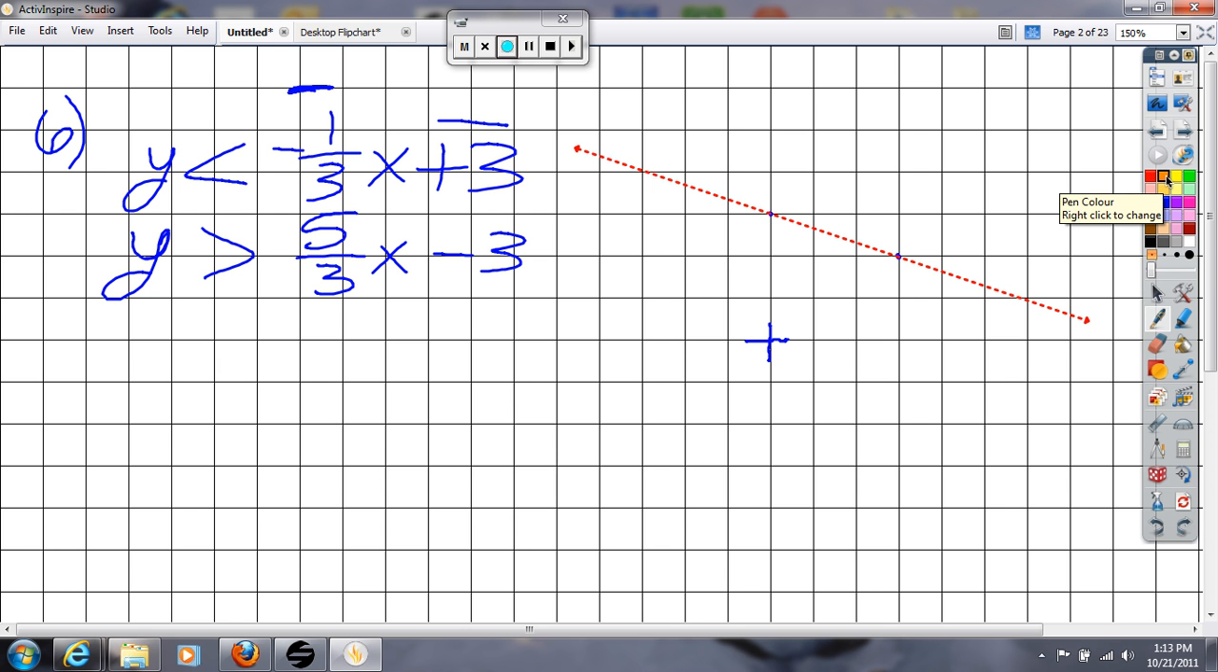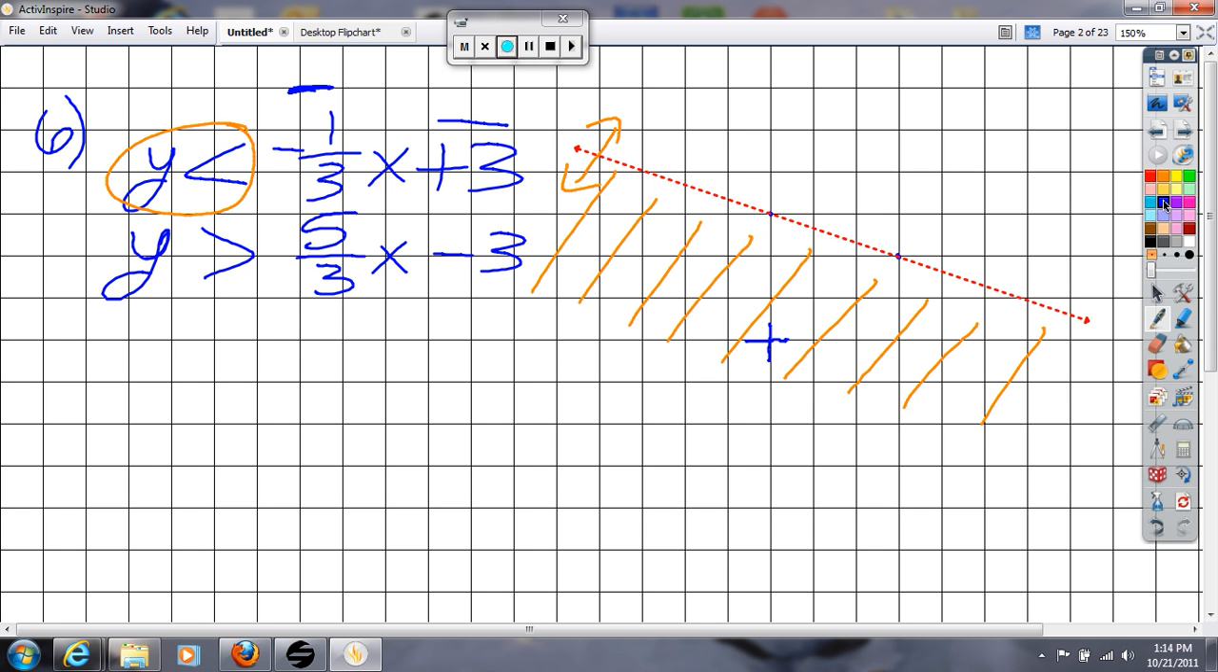What side are we shading? Well, y is less than. If I go less than, I go this way. Less than is below. So I'm going below the line. Less than. Now I'm going to go back.